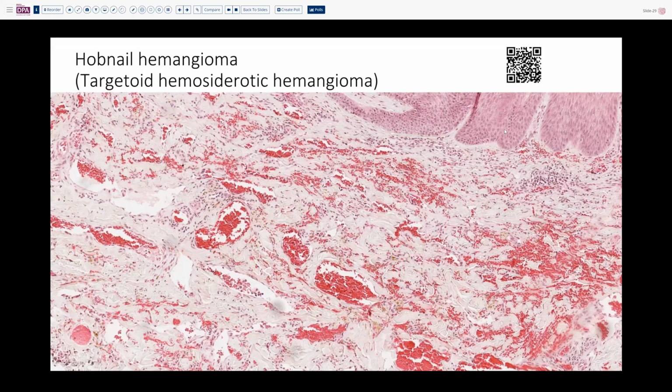But for our last entity, we're going to talk about the hobnail hemangioma, or the targetoid hemosiderotic hemangioma. This is a lesion that, again, is relatively uncommon. It can occur in a very wide age range, usually on the extremities or trunk, and mostly in young adults. Now, notice here that it's got a lot of extravasated red cells, or a lot of congestion, at least, in these vessels. And there is a degree of hemosiderin deposition. So you should be able to see that even almost at low magnification.